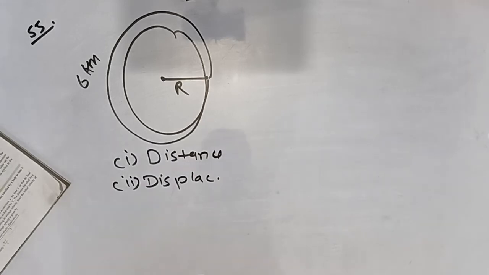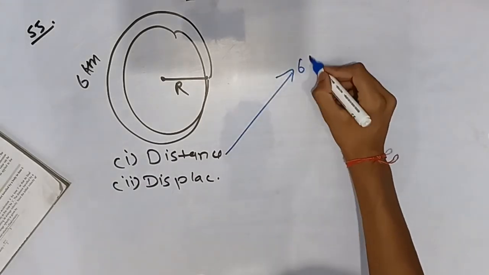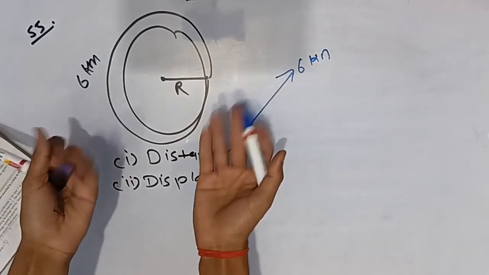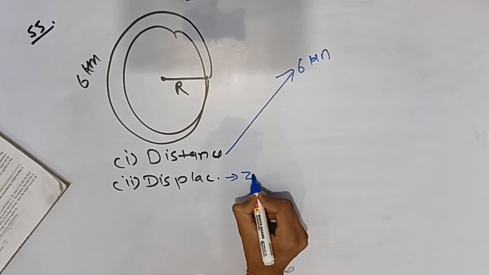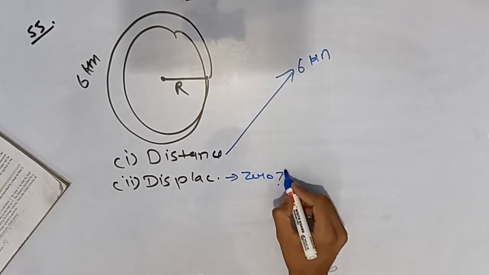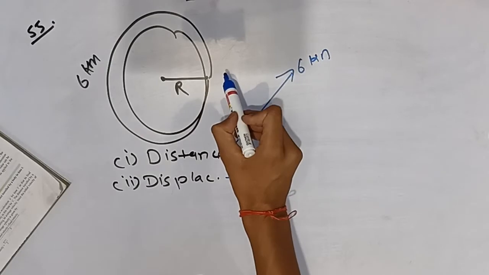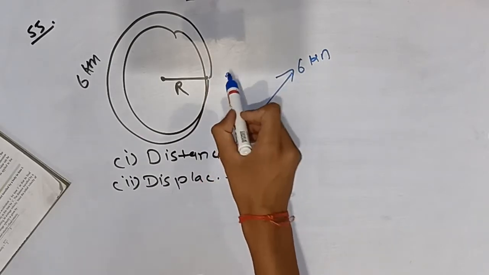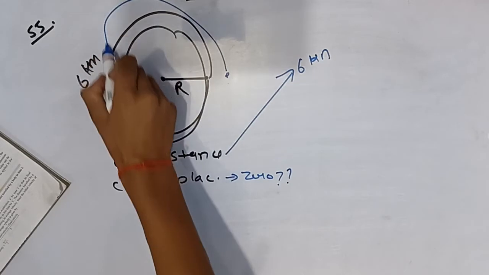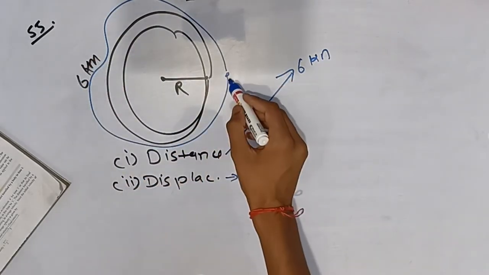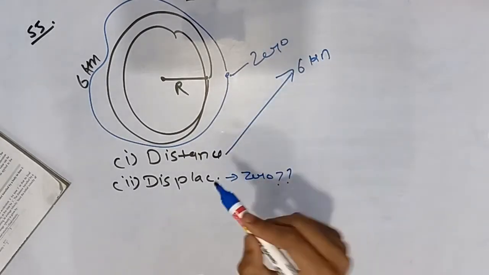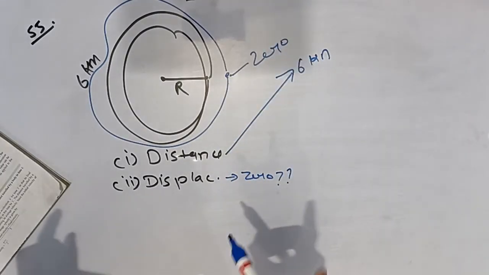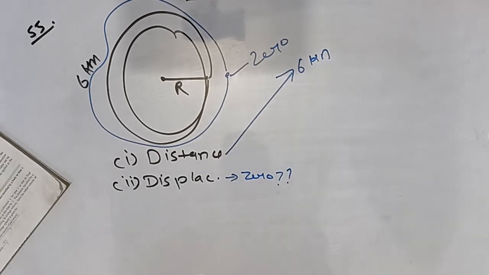If we talk about distance, we can directly say that it will be 6 km because the object traveled 6 km, so the distance will be 6 km. And if we talk about the displacement, it will be 0. Why will it be 0? Because if the body started from its initial position, traveled the full way and came back to the initial position, the displacement will be 0, because displacement is the shortest distance between the final and initial position. So this was our answer to question number 56.